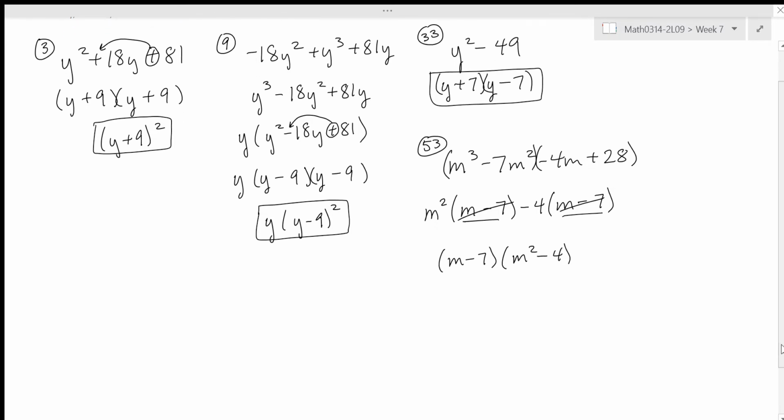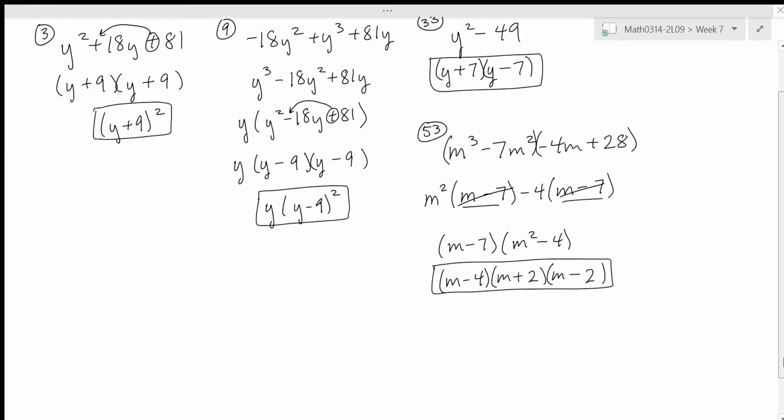Yeah, and if you stop there, you get partial credit. Because M squared minus 4 is the difference of 2 squares. And that will factor again. Okay, so again, for the difference of squares, we always have different signs. M and M. 2 and 2. And that is factored completely.